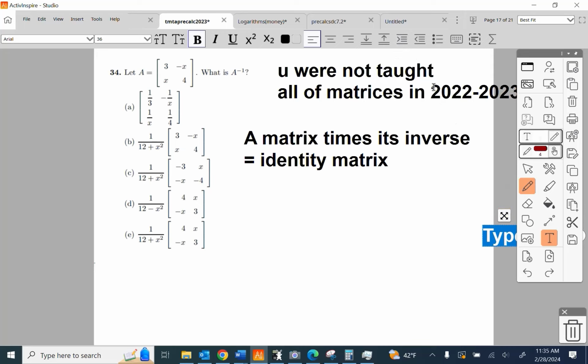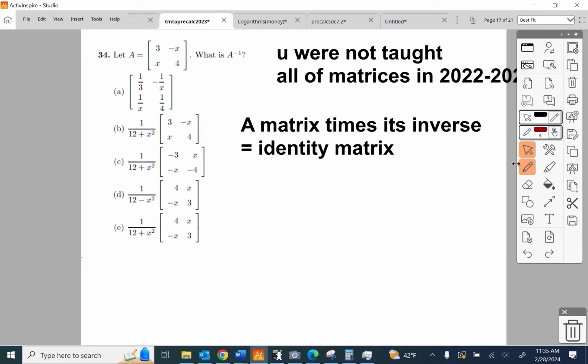You are not taught all of matrices in 22-23, at least if you were taught by Mr. Milbrath in the state of Tennessee. And a matrix times its inverse is the identity matrix. That is something that I didn't teach you last year, and matrices aren't actually in the pre-calculus standards either, at least not for the course that my students have to be taking. Maybe it's something I should do with y'all after your challenge exam, but I don't know.